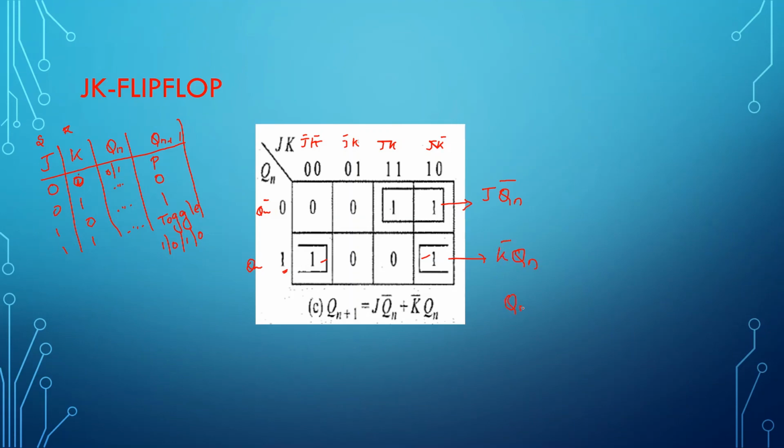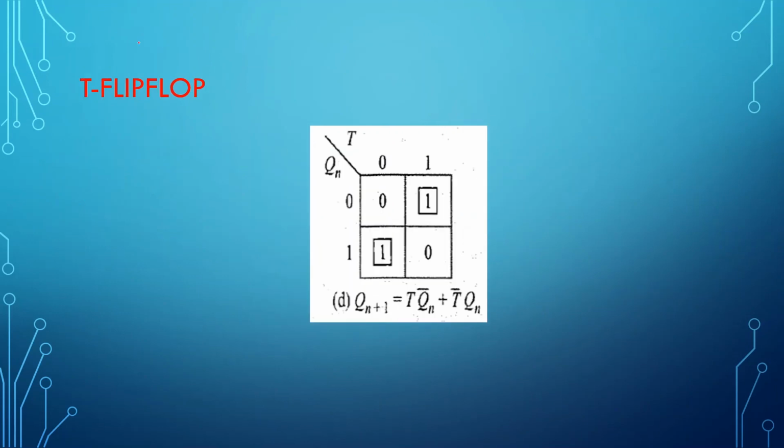So the characteristic equation of the JK flip-flop will be J into Qn bar plus K bar into Qn, which has been written here. So looking into the characteristic equation, you can explain how that flip-flop is going to behave with respect to the input you are going to give and with respect to the present state. Moving on further, the very last flip-flop is the T flip-flop, or you can call it the complement flip-flop.